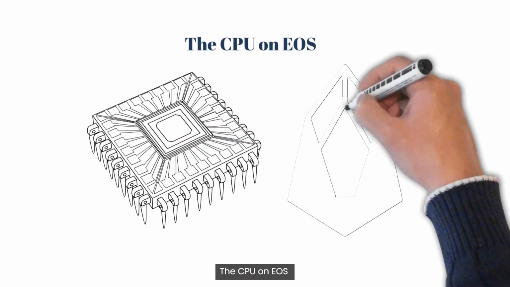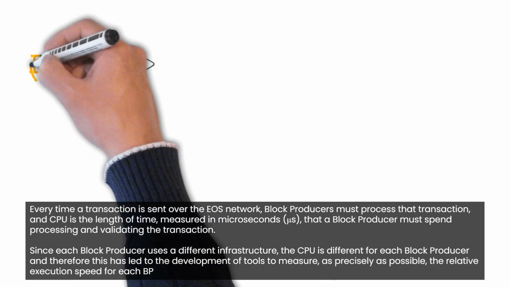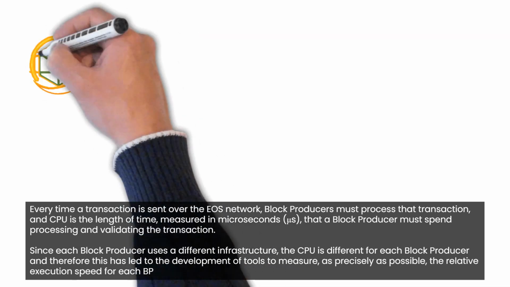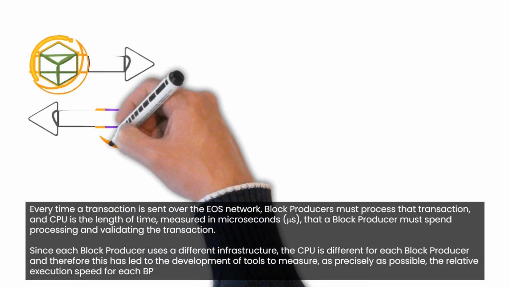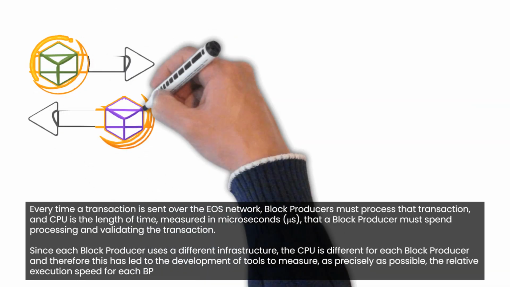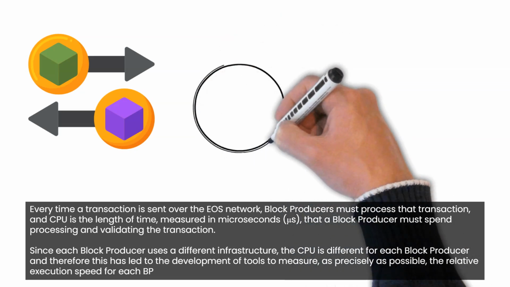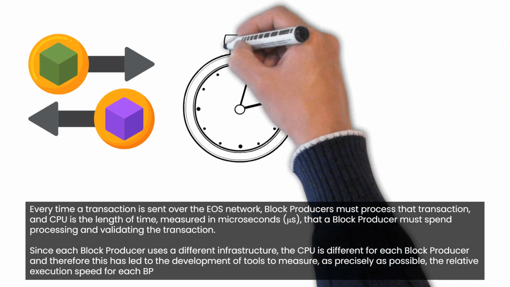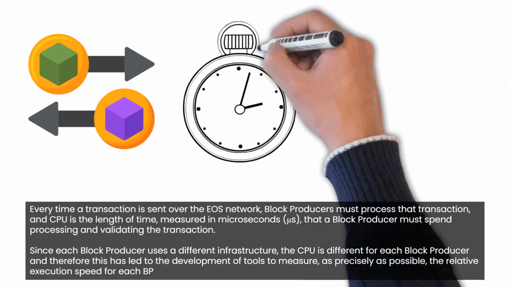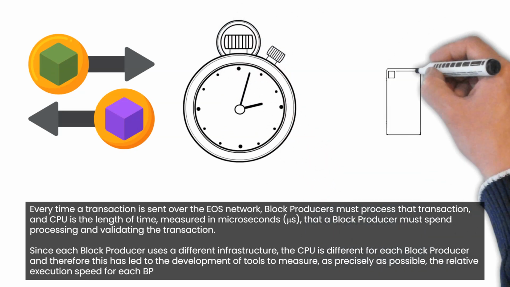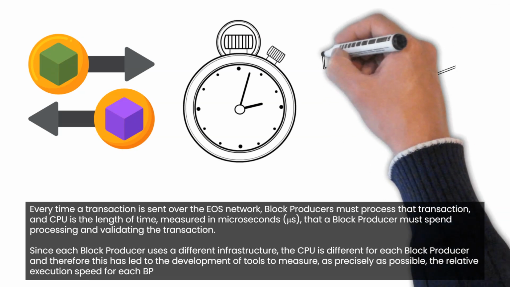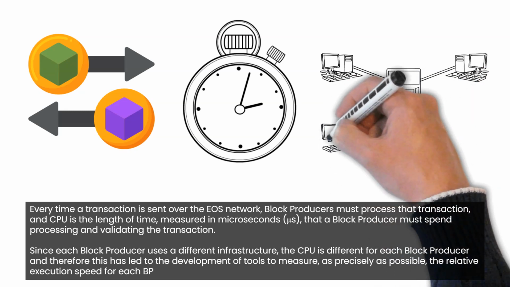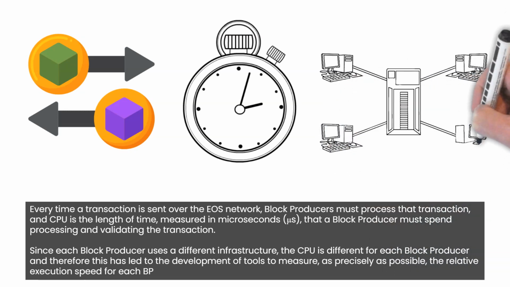The CPU on EOS. Every time a transaction is sent over the EOS network, block producers must process that transaction, and CPU is the length of time, measured in microseconds, that a block producer must spend processing and validating the transaction. Since each block producer uses a different infrastructure, the CPU is different for each block producer, and therefore this has led to the development of tools to measure, as precisely as possible, the relative execution speed for each block producer.